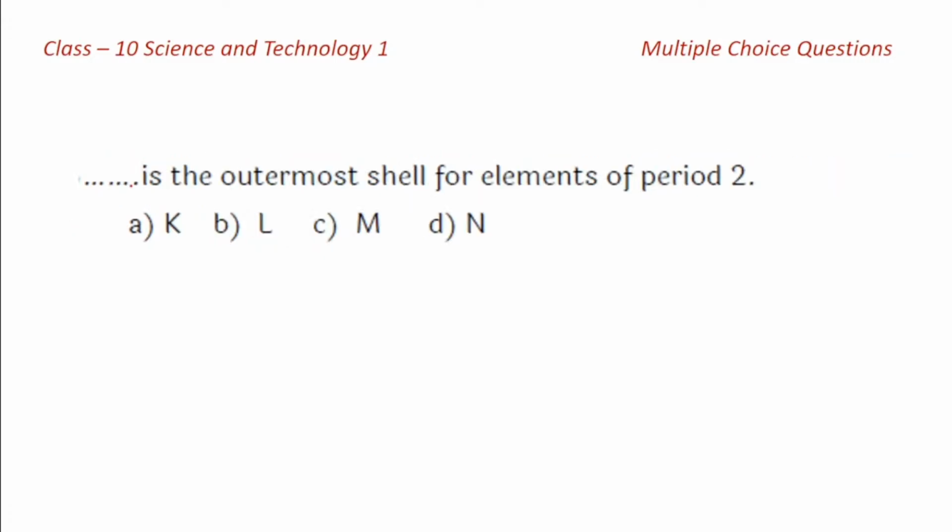Next question is, dot dot is the outermost shell for elements of period 2: K, L, M or N. So the correct answer is L. L is the outermost shell for elements of period 2.